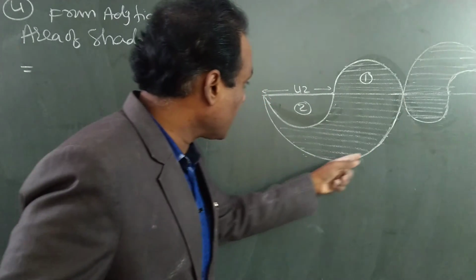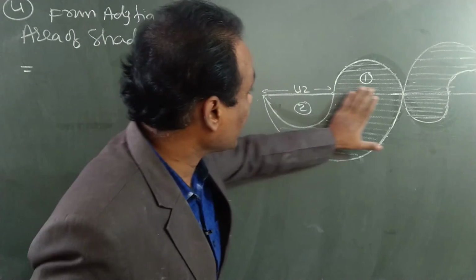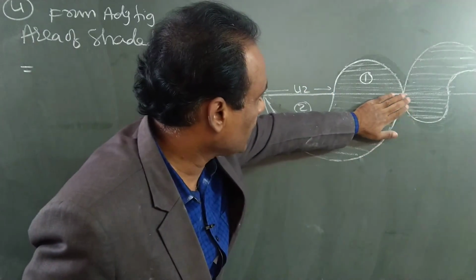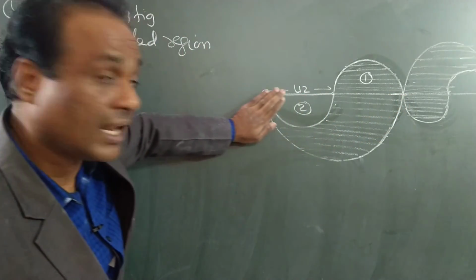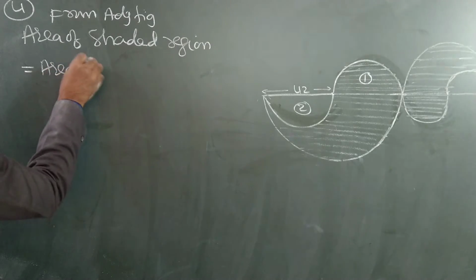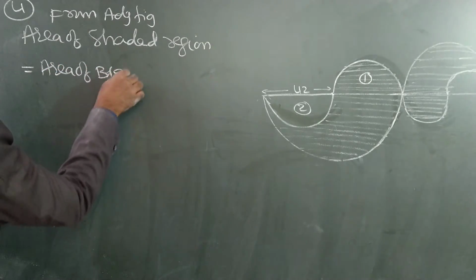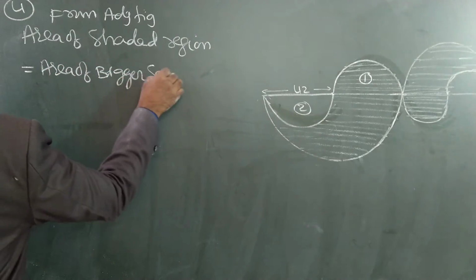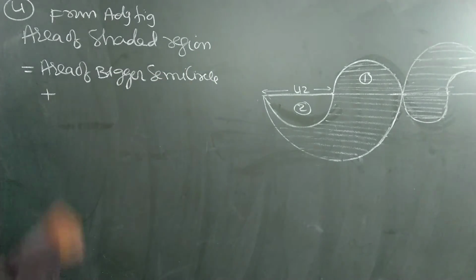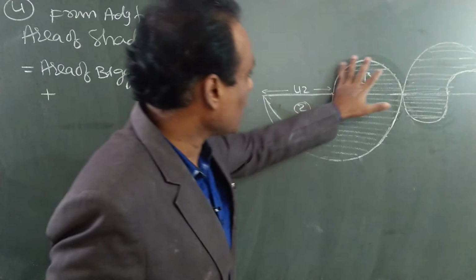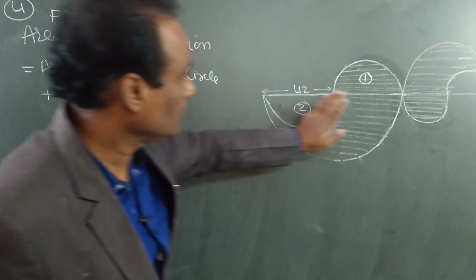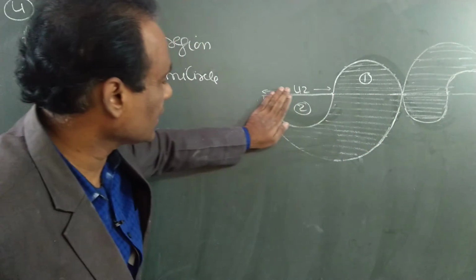First I will find the bigger semicircle, the total area. Area of the bigger semicircle, already you wrote it, now just look at this. Plus the area of this, the total bigger semicircle. Area of the bigger semicircle.